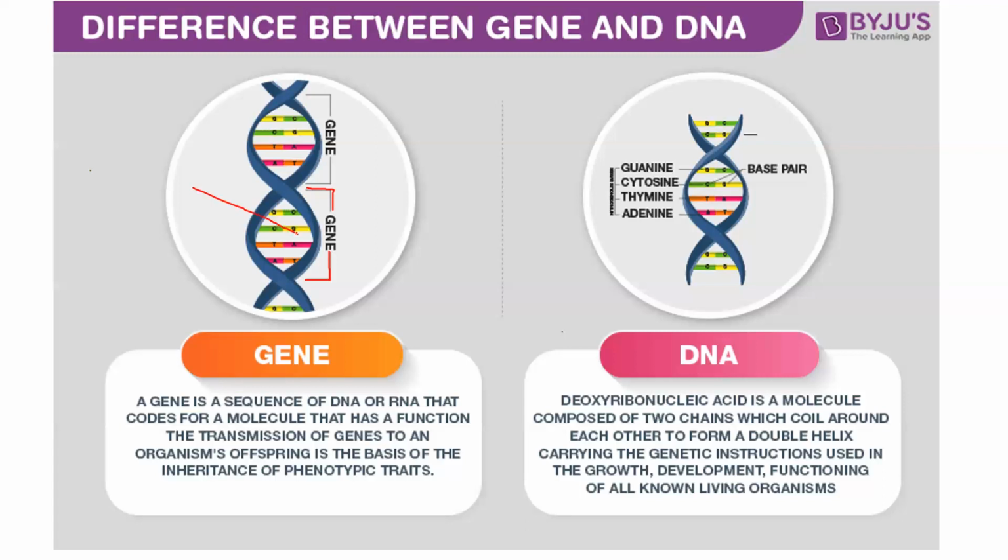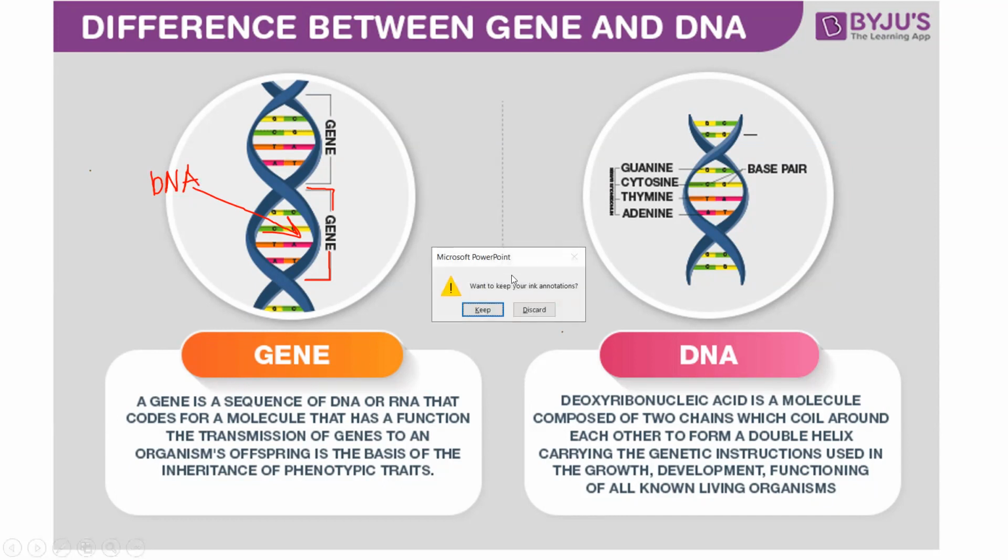And inside the gene is the DNA. So the DNA are inside the genes, and the genes are inside the chromosomes, and the chromosomes are inside the nucleus. So it's kind of like a system: DNA is inside the genes, the genes inside the chromosomes, and the chromosomes inside the nucleus.